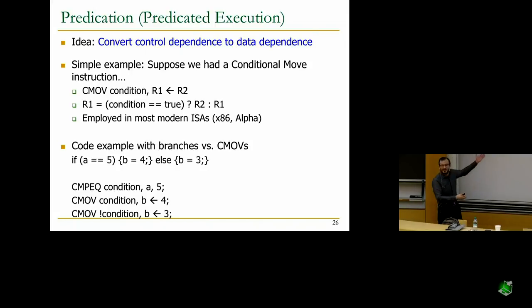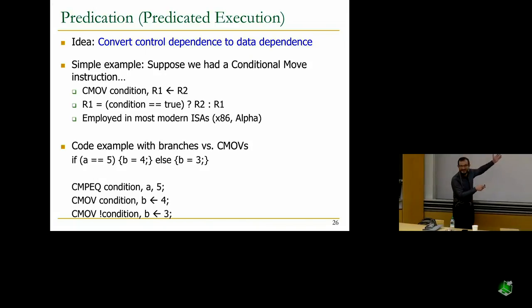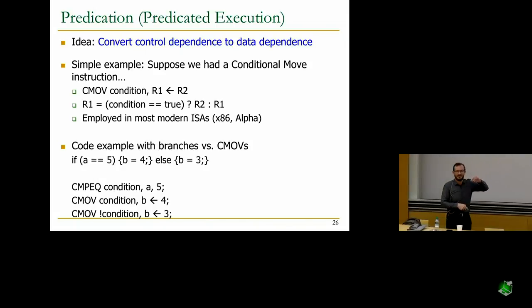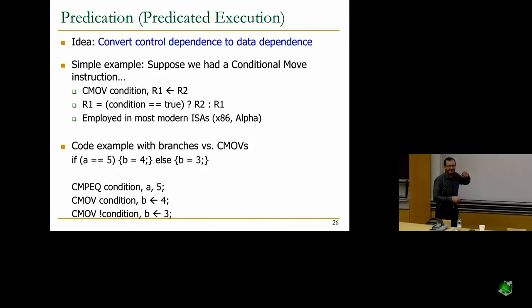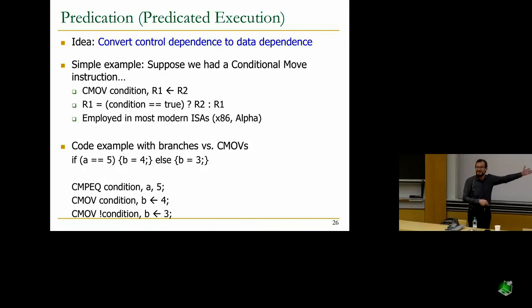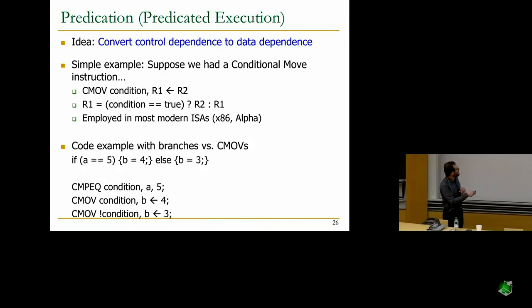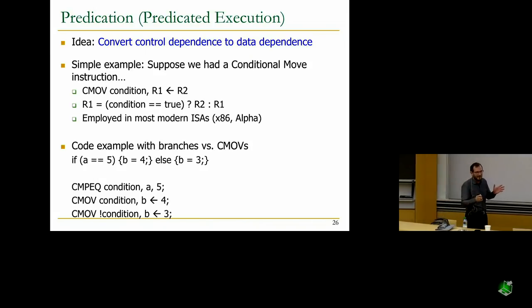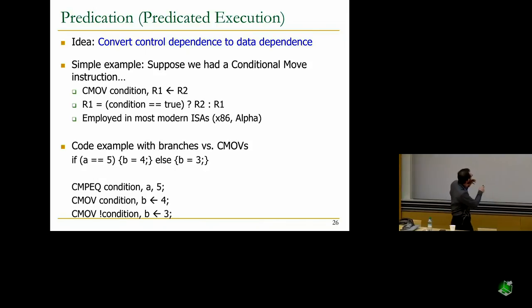Now we've gotten rid of the branch, though, right? There is no single branch over here. It's all data dependence. Make sense? Any questions? Okay. So you can do this in your code as a programmer, right? There's nothing that prevents you from doing this. You can get rid of the branches in your program this way.